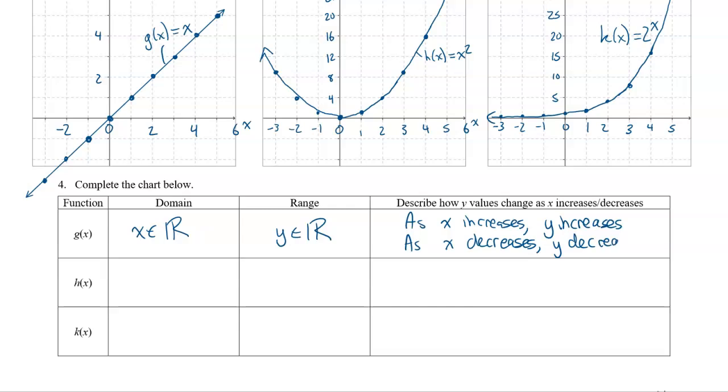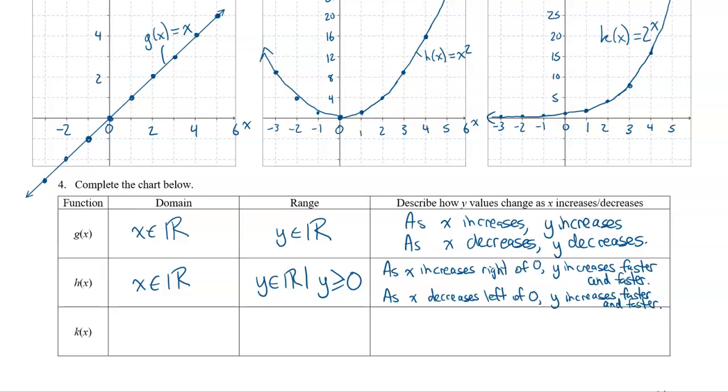So for the next case, the quadratic case, we can say that x is a set of all real numbers and y is a set of all real numbers such that y is greater than or equal to 0. And the reason for that is because the vertex comes down and touches 0. As x increases to the right of 0, y increases faster and faster. As x decreases left of 0, y increases faster and faster. So it goes up both sides of 0. We should also add the appropriate brackets to make sure we're writing that in the proper notation for domain and range as shown.